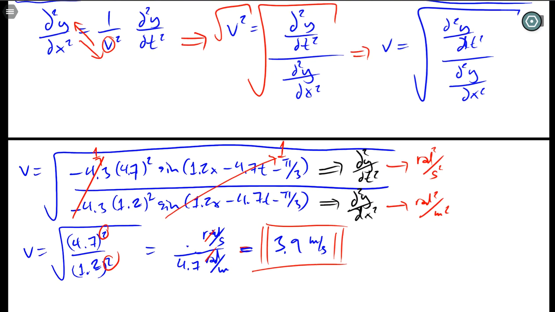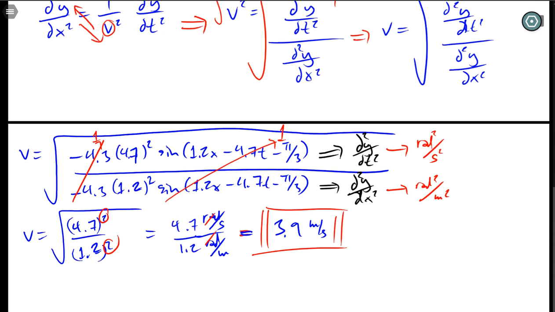The units should always make sense, and the magnitude should always make sense towards the end. So even as I say that, I realize this is not yet complete. It's just simply 4.7 divided by 1.2, and then there you can get your wave speed. Okay, enjoy.